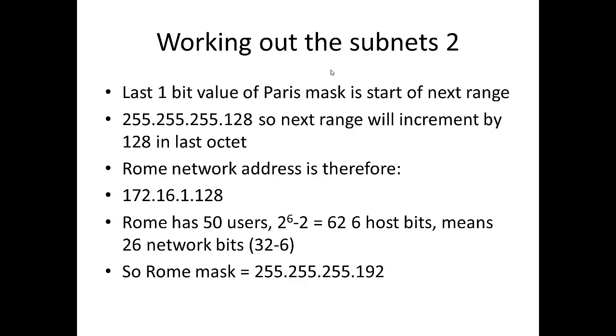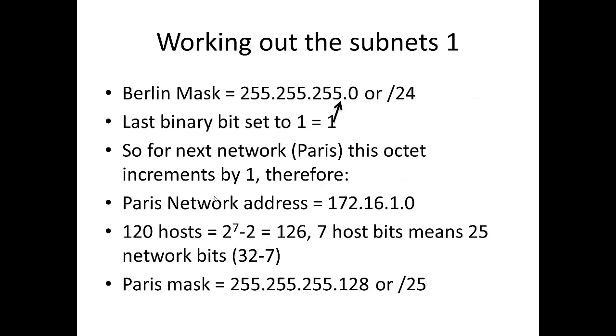We do the same thing with Paris. We look at the mask, find the last bit value of the mask, which is a 128. So the next range will increment by 128 in the last octet, because we're here in the last octet. So the Rome address is 172.16.1.128. That's the start of the next range here.